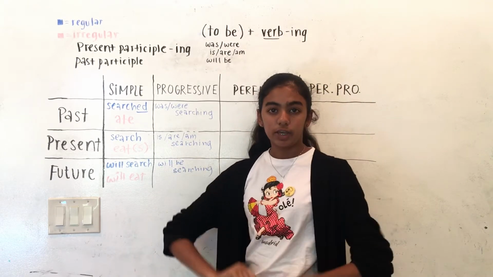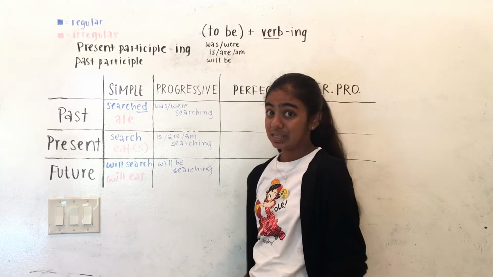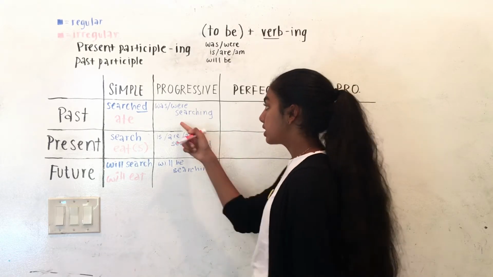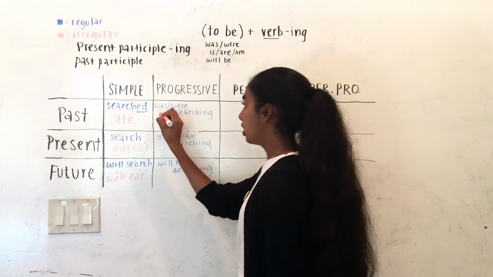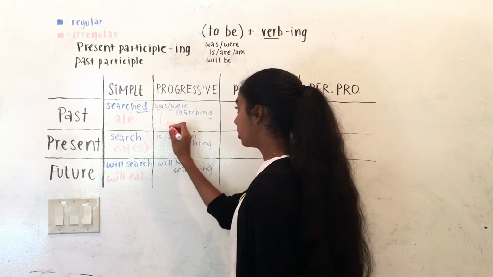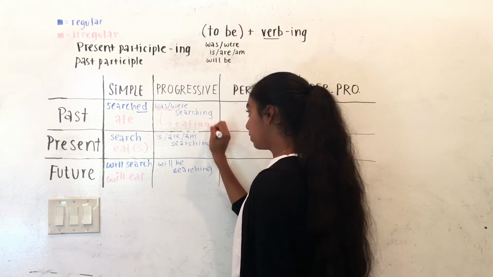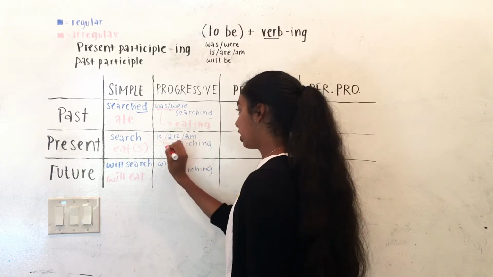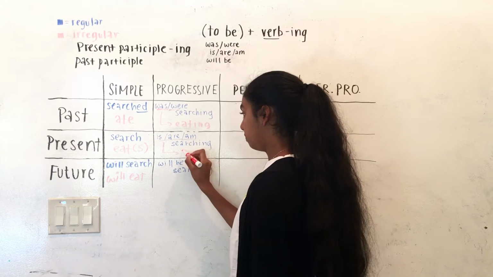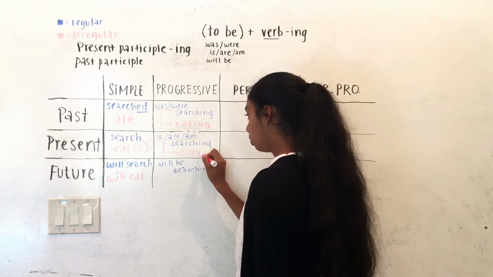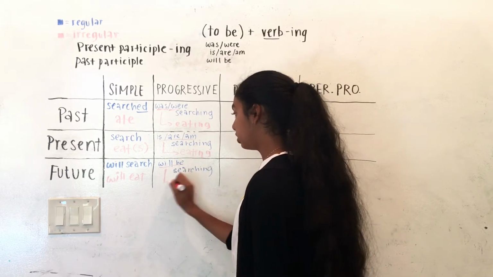And now moving on to the regular verb, although it's almost basically the same in this case. But here it's going to be was or were, and then it's going to be eating, because the verb is eat, and you add the ing. Here it's going to be is, are, am, eating. Or in here, of course, it's going to be will be eating.